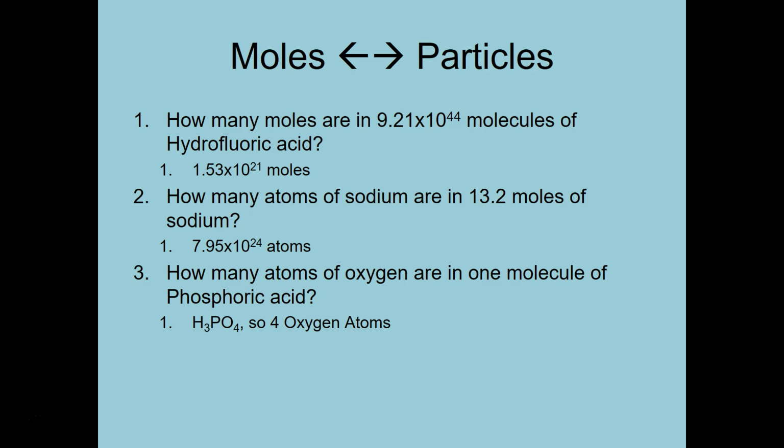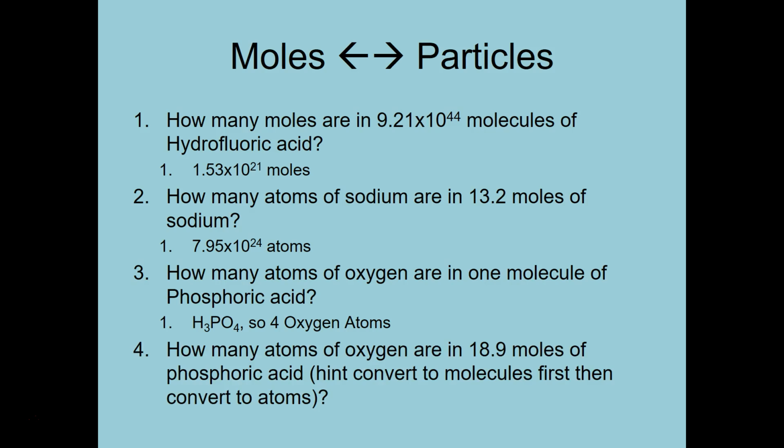Now our last one is the trickiest. How many atoms of oxygen are in 18.9 moles of phosphoric acid? Hint, convert to molecules first, then convert to atoms. So pause this video and come back when you have an answer. You should have gotten 4.55 times 10 to the 23rd atoms of oxygen.